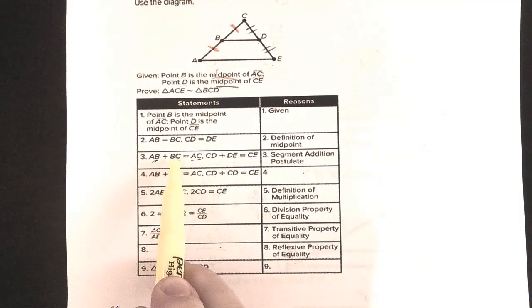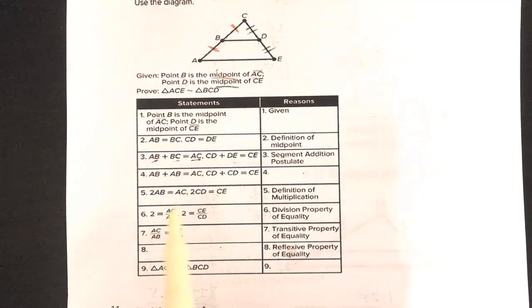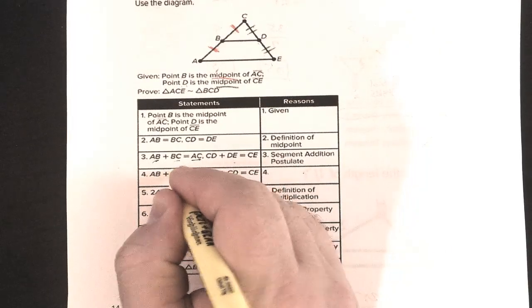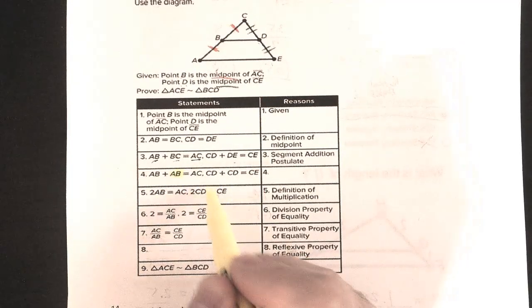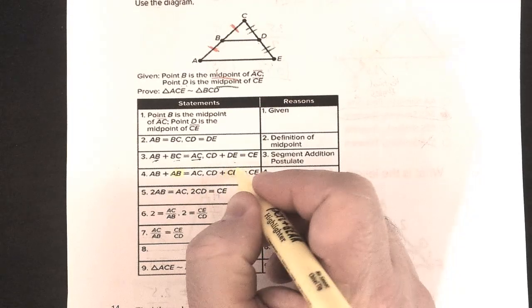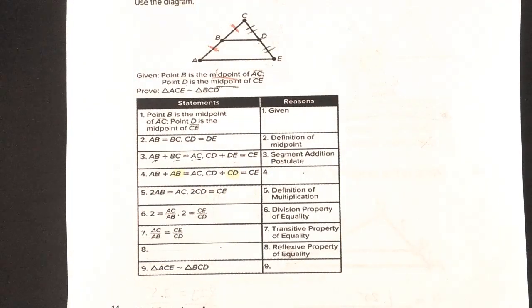So AB plus BC. That was up here, right? Well, this says AB plus AB. So what's different? This one equals AC. Okay, CD plus DE. This one's CD plus CD. So that is different. So what did we do?